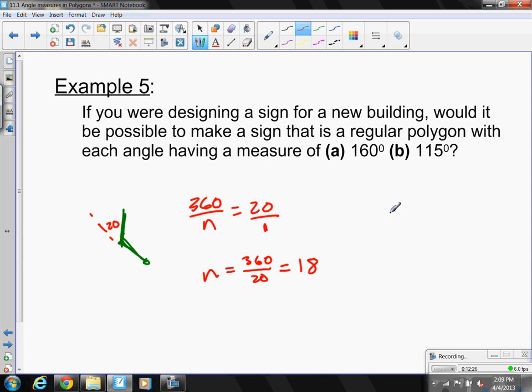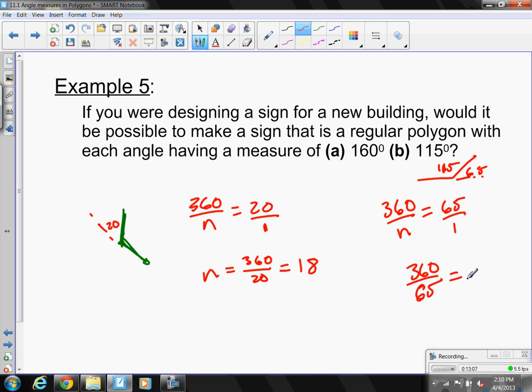How about for 115? You're going to do the same kind of thing. 360 divided by n is going to tell the measure of an exterior angle, but this is an interior angle, so I need to find the exterior angle. If this is 115, these add up to 180, so 65. Yep, that looks good. So if the exterior angle is 65, does this work? Cross multiply and divide: does 360 divided by 65 come out to be a whole number? 60 goes into 360, but 65 does not come out to a whole number.